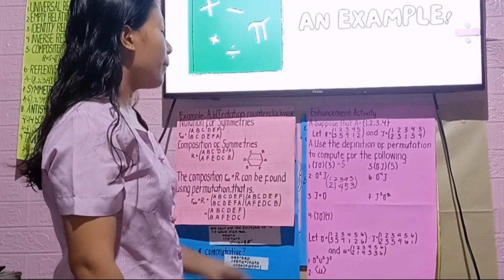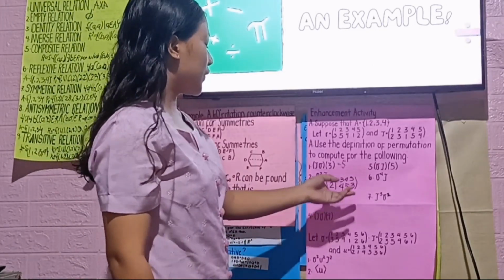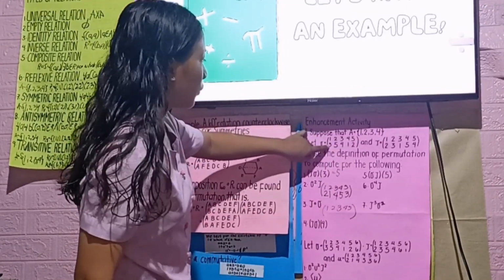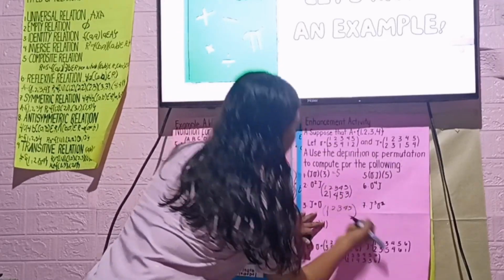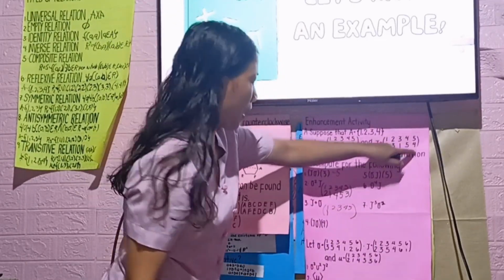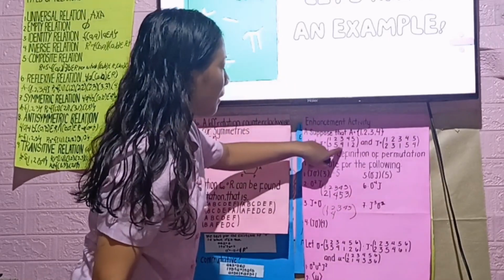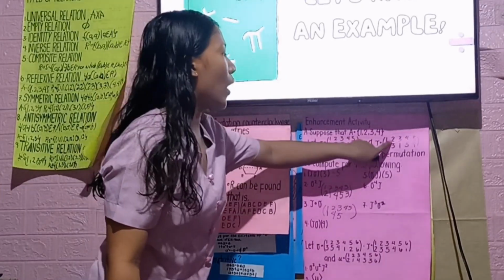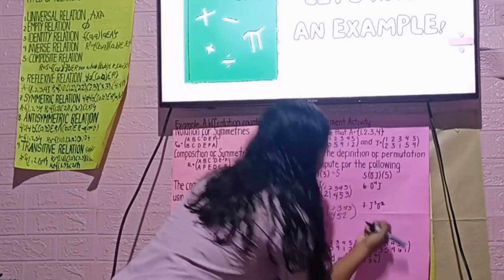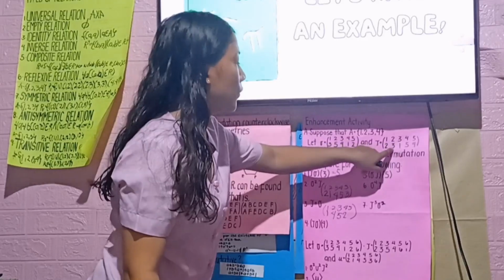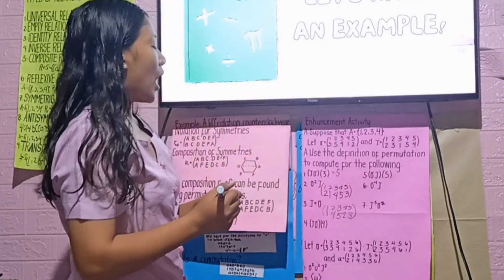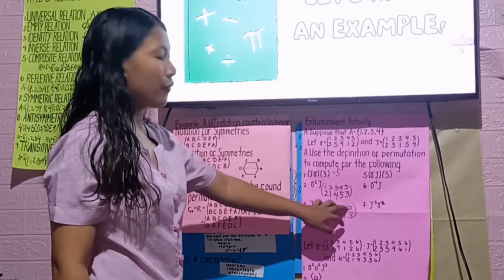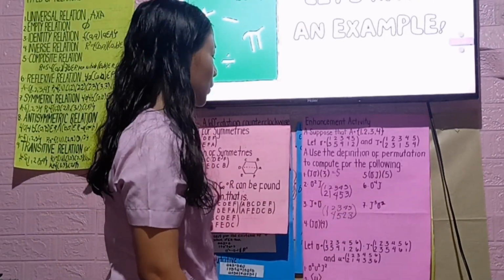So, in our number 3, tau of sigma. So, sigma, 1 maps to 3, 3 maps to 1. 2 maps to 5, 5 maps to 4. 3 maps to 4, 4 maps to 5. 4 maps to 1, 1 maps to 2. 5 maps to 2, 2 maps to 3. So, tau of sigma contains 1 maps to 1, 2 maps to 4, 3 maps to 5, 4 maps to 2, 5 maps to 3.